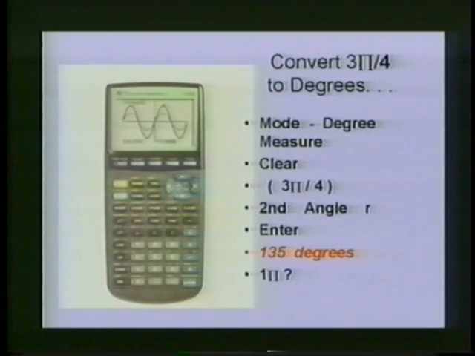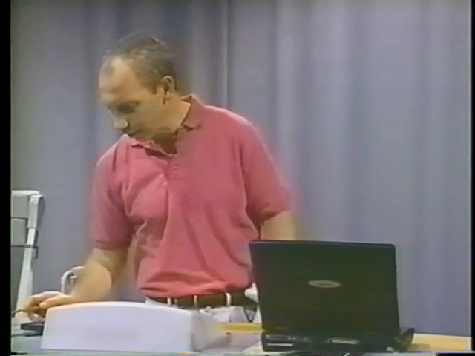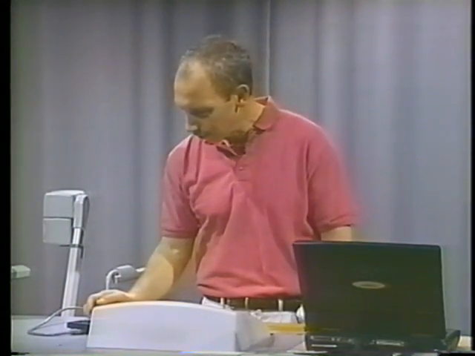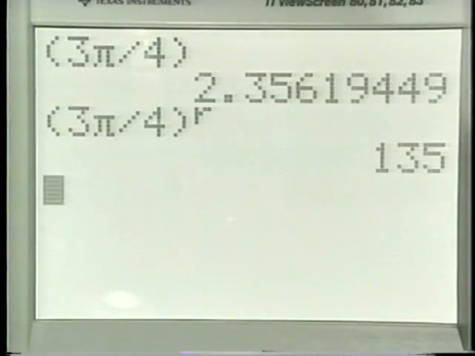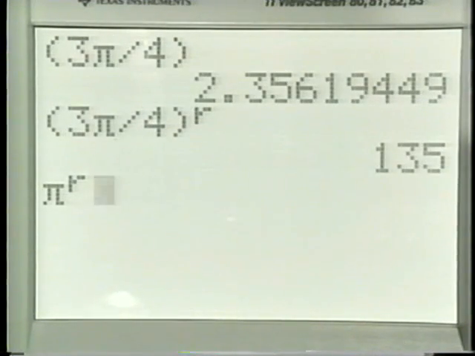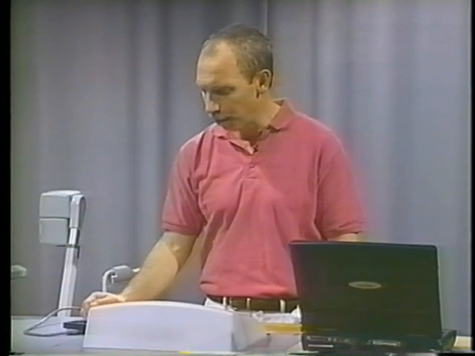Let me try it for 1 pi. You come back to the calculator and try, how are we going to change 1 pi? We know the answer is 180, but let's just do it. I don't really need the 1. So I'm just going to do pi, and then second angle radians. Now I know I'm already in degree mode, so it'll switch it for me. Okay, good to go. How come I didn't need parentheses that time? Because the R is only going with the pi.